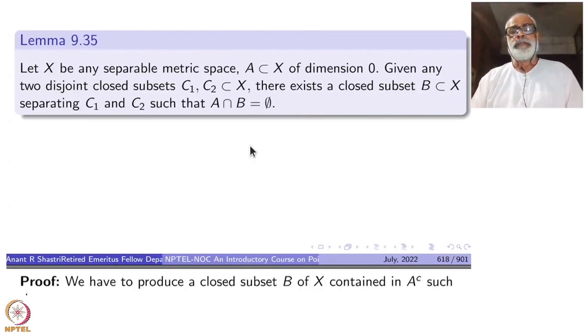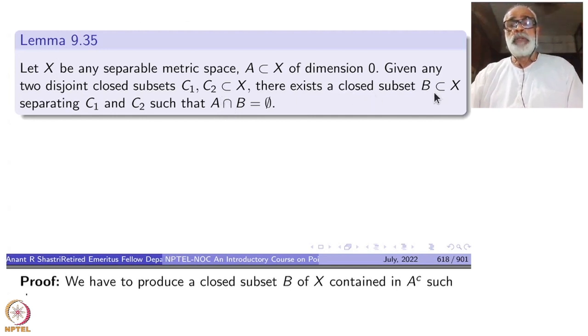Okay, so we have to prove all these things now. Let X be any separable metric space, and A a subset of X of dimension 0. Given any two disjoint closed subsets C1 and C2, there exists a closed subset B of X separating C1 and C2 such that A intersection B is empty. The C1 and C2 are disjoint closed subsets; by normality, you can separate them by open sets. That is a different aspect, and of course that will be the starting point in the proof. What we are going to do is produce a separation by a closed subset B which does not intersect A at all.